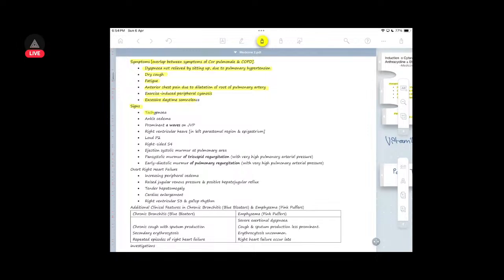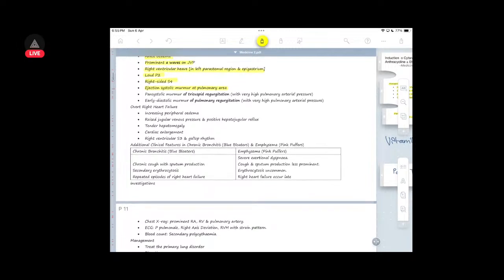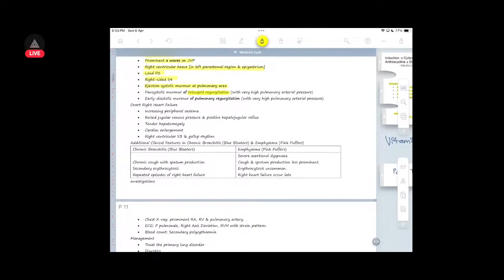Okay, so signs here: tachypnea, ankle edema, prominent A wave, right ventricular heave will be there, loud P2, right sided S4 will be there, and ejection systolic murmur will be there at the pulmonary area, and pansystolic murmur of tricuspid regurgitation will be there, pulmonary regurgitation is there. So pansystolic murmur will be there, early diastolic murmur will be there.